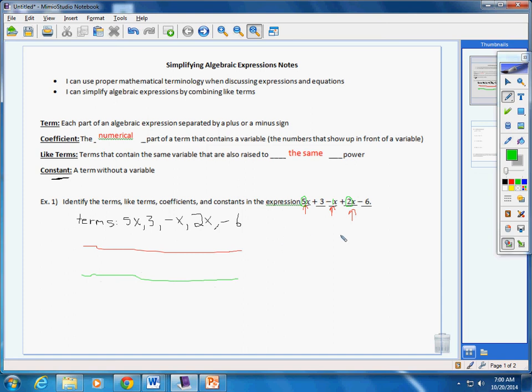And then lastly, the constants, as we already said, those are just the numbers that don't have variables. So that is positive 3 and negative 6. You can list those right below there. I'm going to move on.